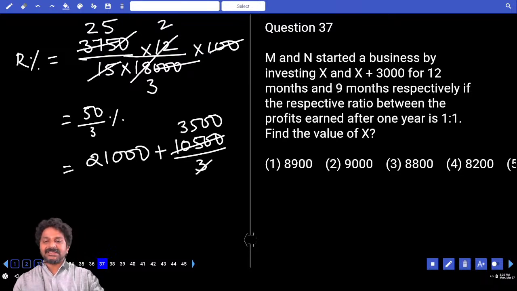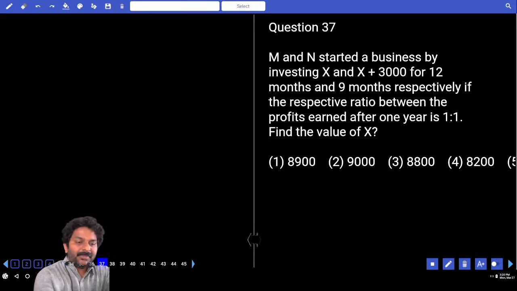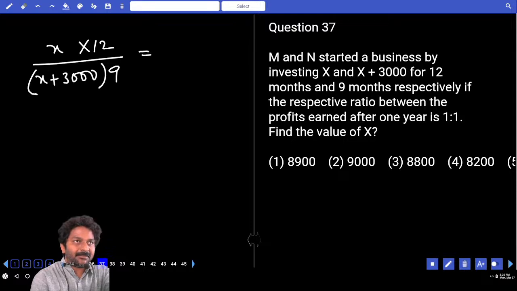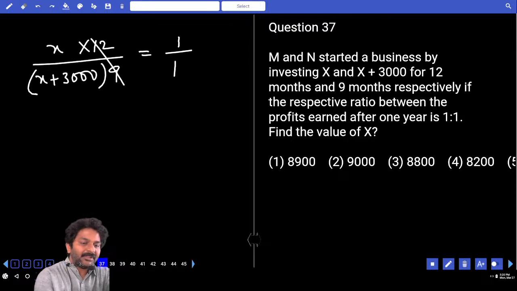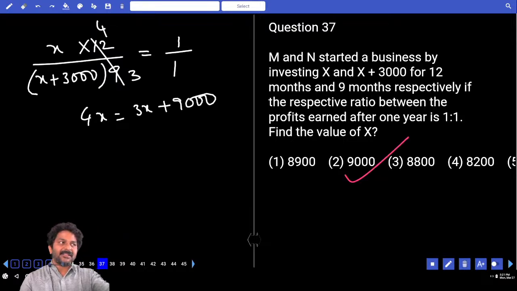M and N started a business by investing X, X plus 3,000 for 12 months and 9 months respectively. The respective ratio between profits earned after 1 year is 1:1. Find the value of X. So now X rupees is invested for 12 months. X plus 3,000 rupees invested for 9 months. Investment multiplied by time, that is profit sharing ratio, which is 1:1. 3, 4 times, this is 3 times. That means 4x is equal to 3x plus 9,000. X is 9,000.